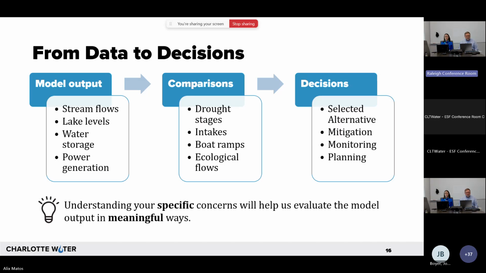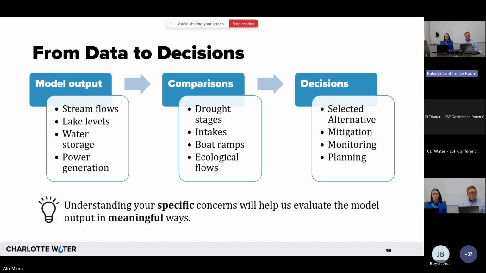So now that we have the model and the data, what are we going to do with it? You know, the results we can use for planning. We can use them to compare the different options or alternatives. They can be used as part of the regulatory review to make the decisions on the IBTs or other factors.